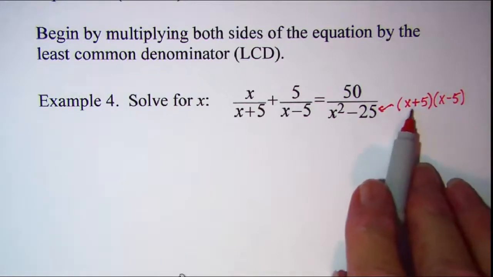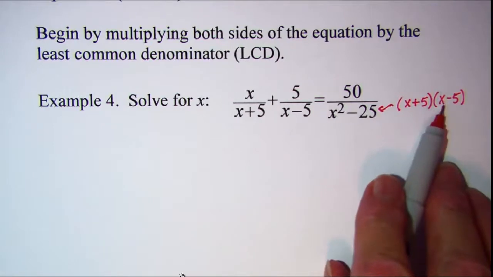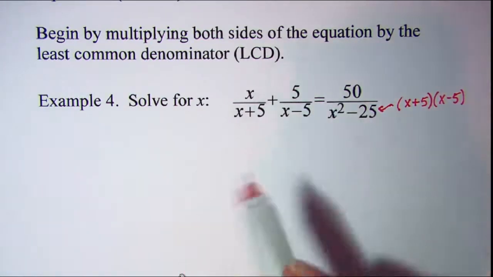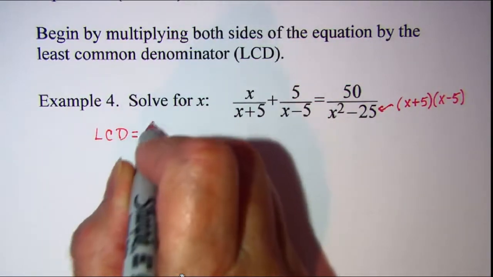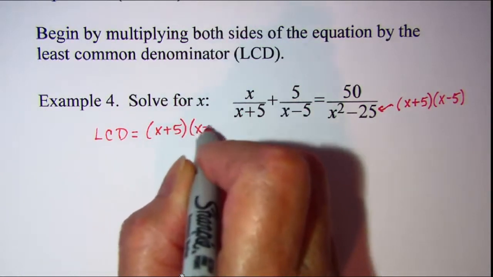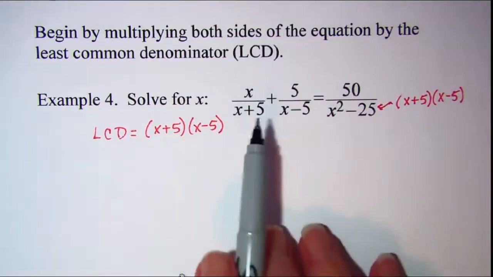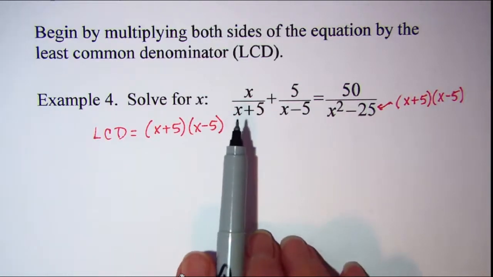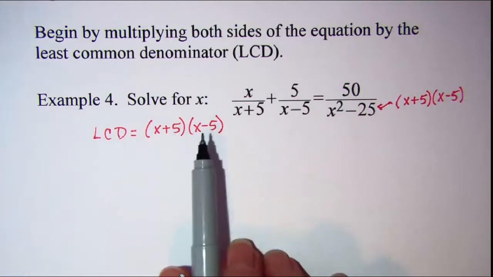You'll also notice that x plus 5 is the denominator here, and x minus 5 is the denominator here. So our least common denominator is just going to be x plus 5 times x minus 5. So I'll multiply both sides of this equation by my least common denominator, which means that I'll multiply each term by that least common denominator.